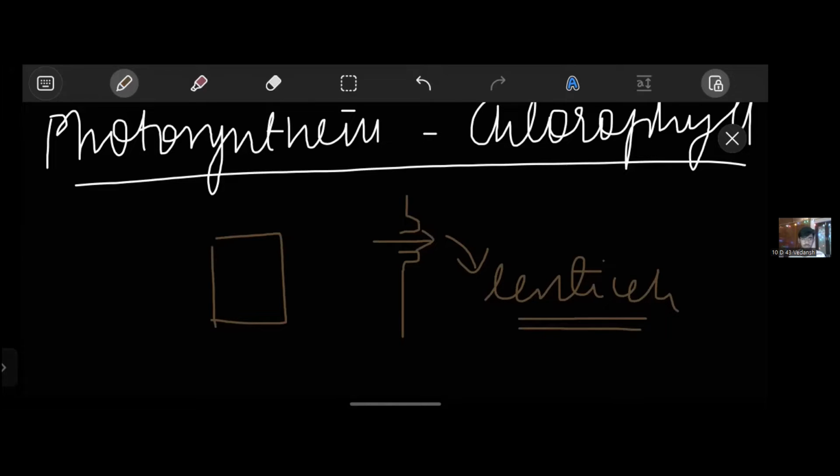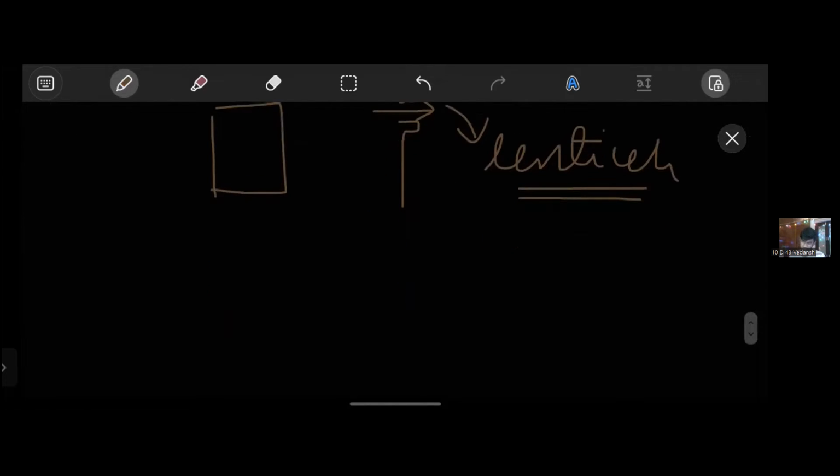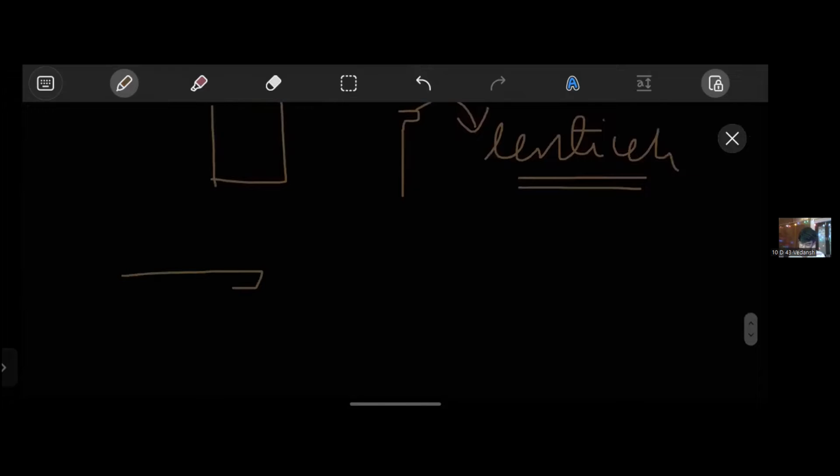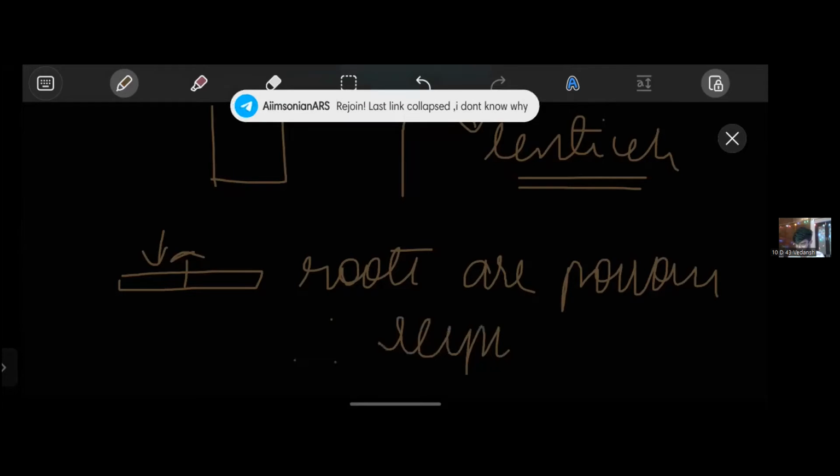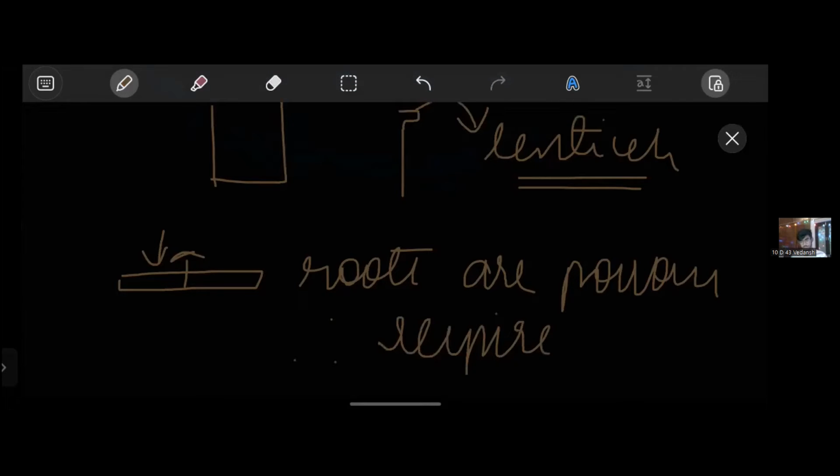Theek hai? Now, general surface of the roots, as we know, roots are porous. Ye root hai, yahan par se aata bhi hai, yahan par se jata bhi hai. So roots are porous, and thereby they also respire. Each and every part of the living organism respires.